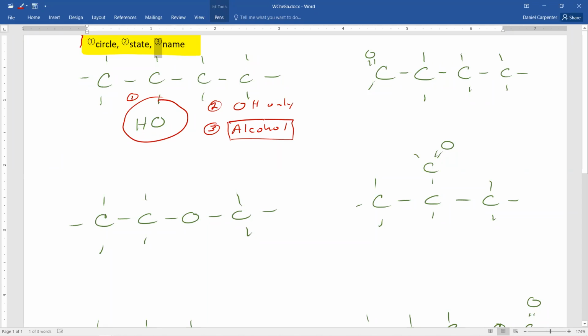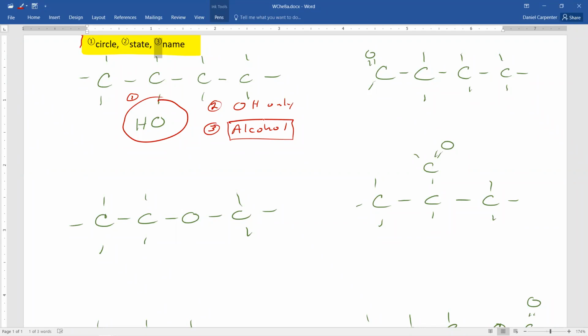Now, our ultimate goal is to name what kind of substituted hydrocarbon it is. But a lot of people don't get the hang of how to figure out what the name is. So that's why we're going to circle it, then state what's different, and then name what kind of compound it is. And tomorrow or the next day, I'm going to give you one to do on your own. And if you want full credit, you will need to circle, state, and name.